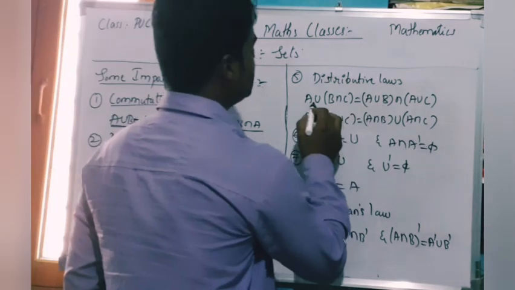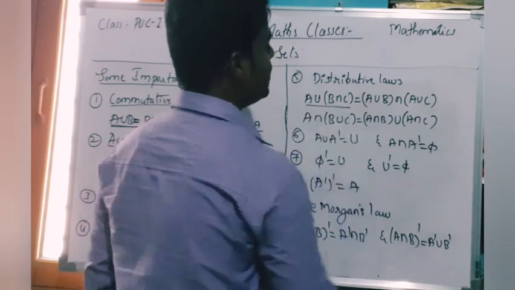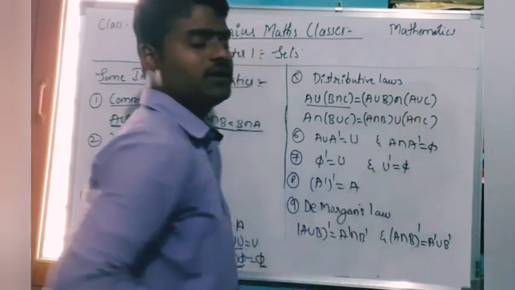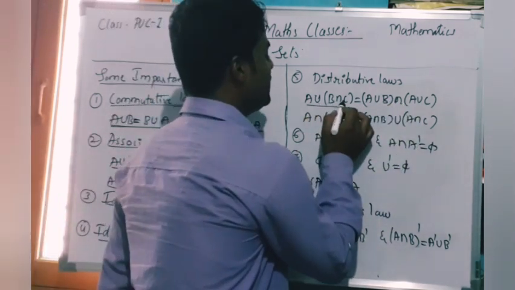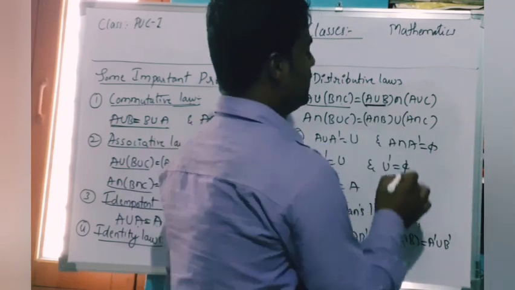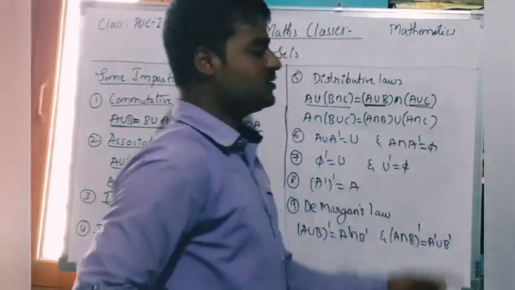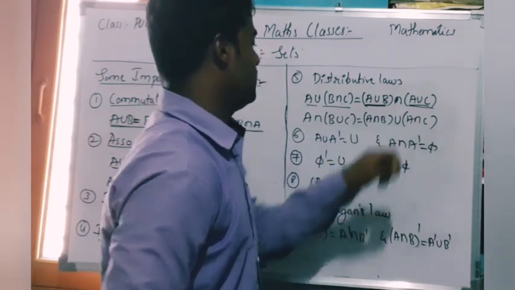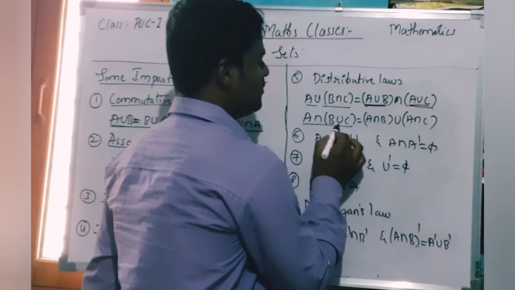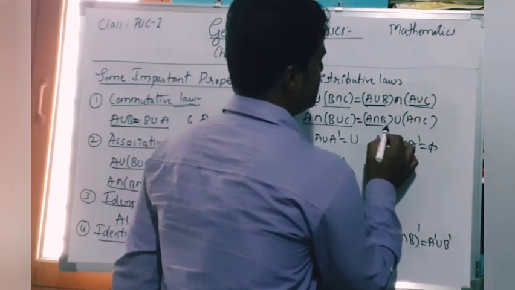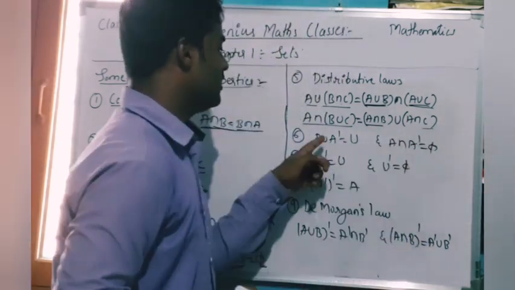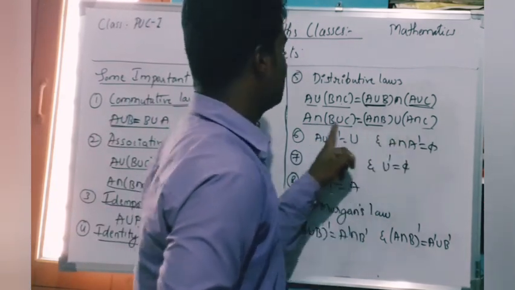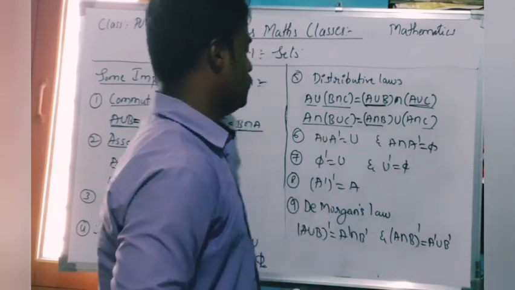Similarly, the distributive law means the union is distributed over the intersection. The union operation is distributed over intersection, that is A union (B intersection C) is equal to (A union B) intersection (A union C). This is called the union operation distributed over intersection. Similarly here, A intersection (B union C) equals (A intersection B) union (A intersection C). Here the intersection operation is distributed over the union.